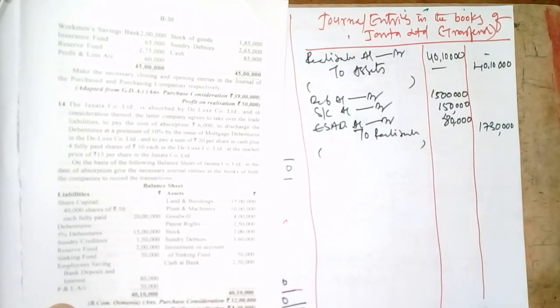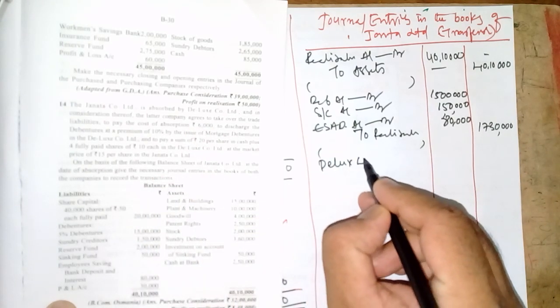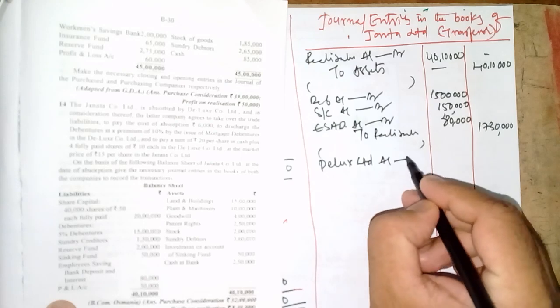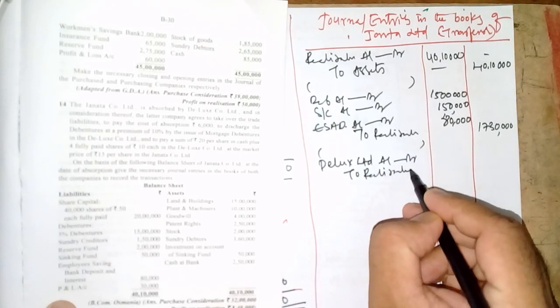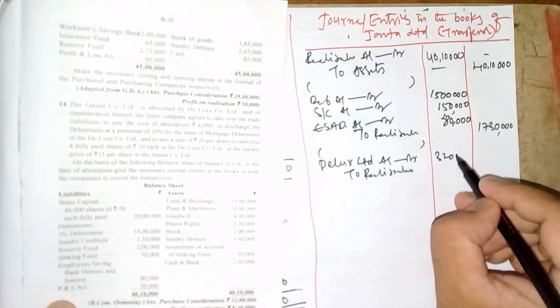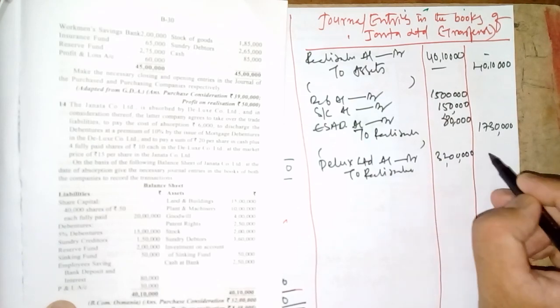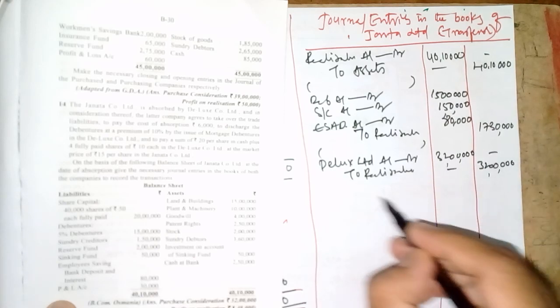Clear? Once the second entry is done, what is the next entry? PC due entry. From whom we need to receive the PC? Deluxe Limited. Therefore, Deluxe Limited account debit to realization. How much? Total amount of PC is 32 lakhs. Just now we calculated the PC, 32 lakhs.